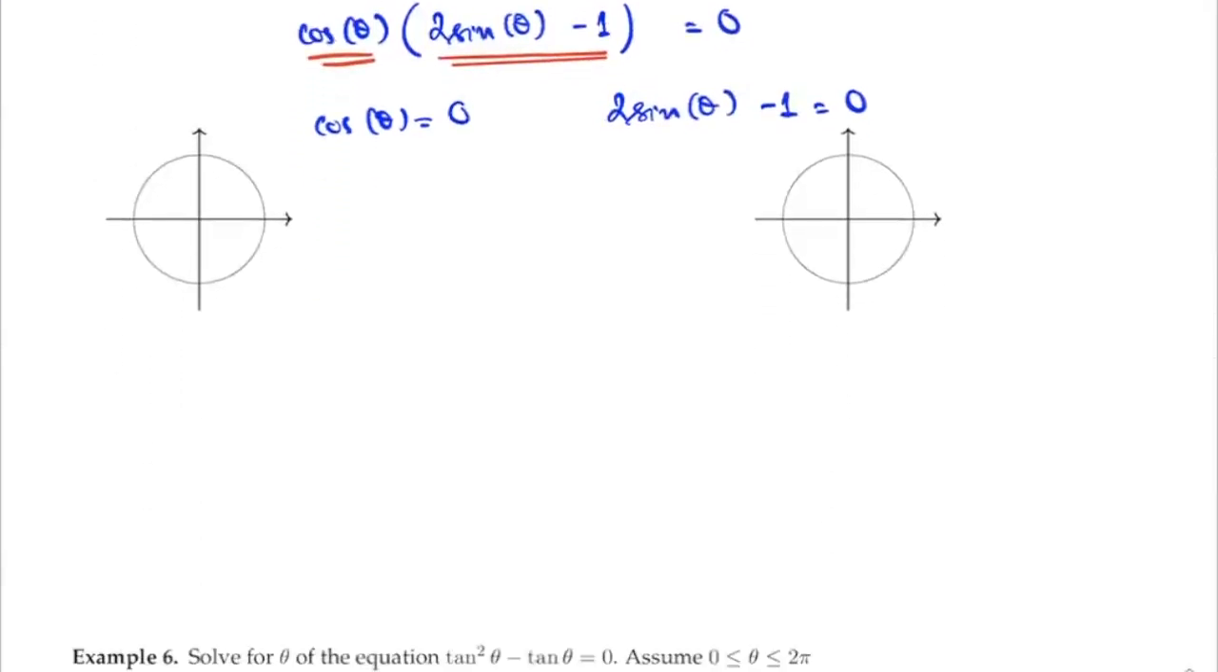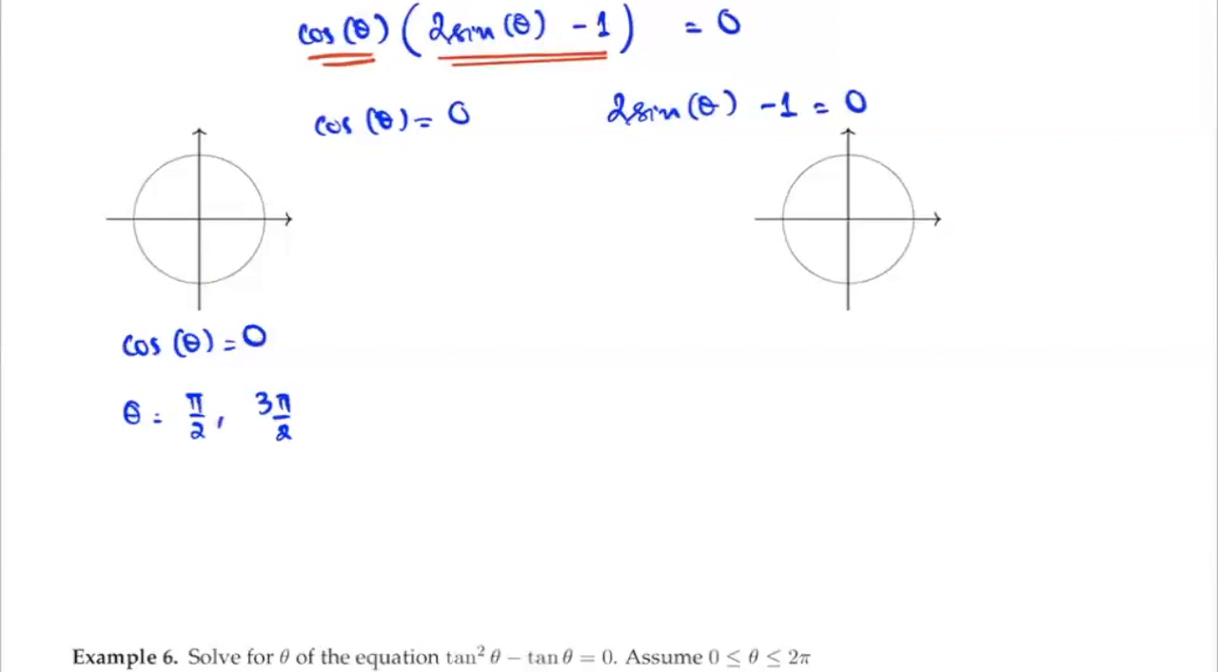Okay. So for the case of cosine of theta equal to 0, you're going to find the reference angle as well, that is, what value of theta makes cosine of theta equal to 0. It's easy to identify that theta equal to pi over 2 is one solution, and theta equal to 3 pi over 2 is another solution. So theta equal to pi over 2 and 3 pi over 2. In this case, cosine of theta equals 0.